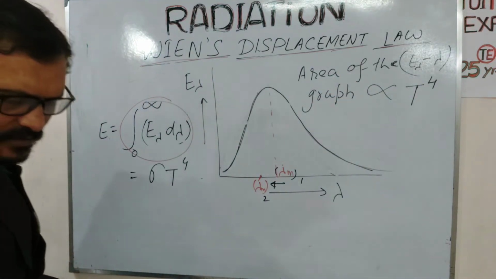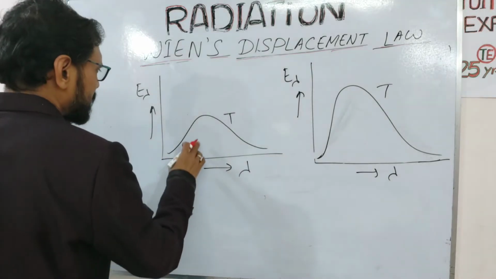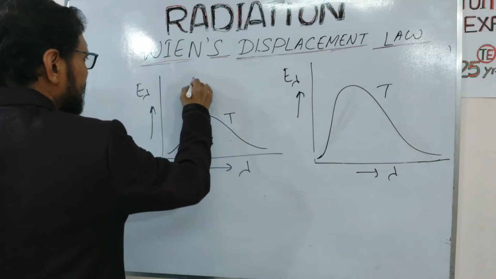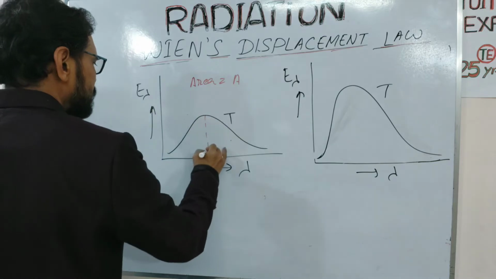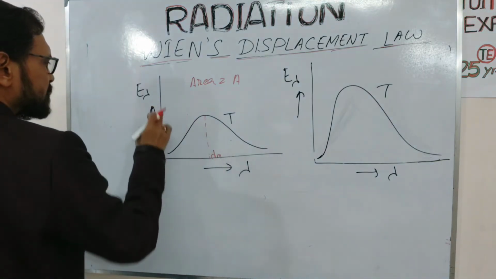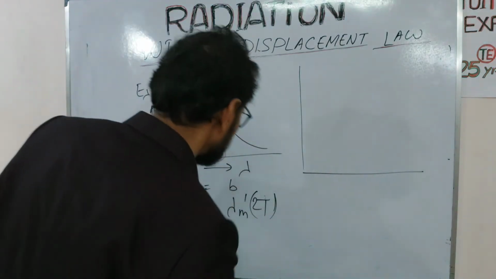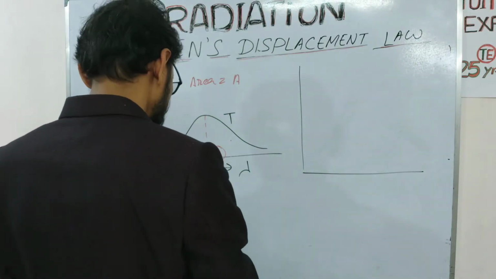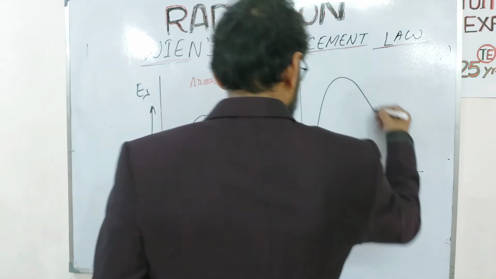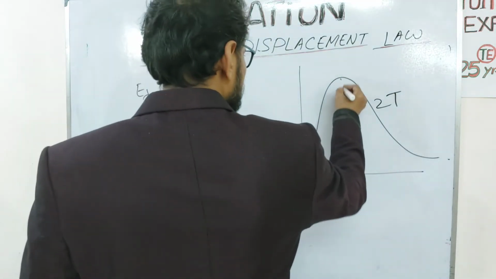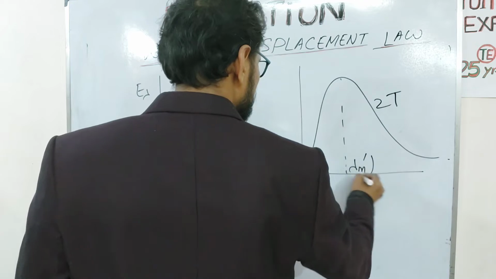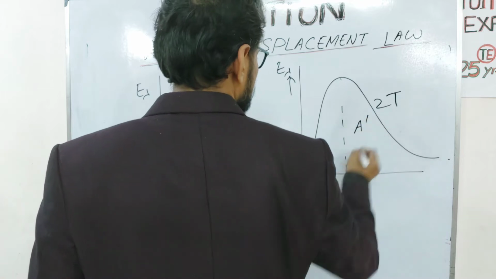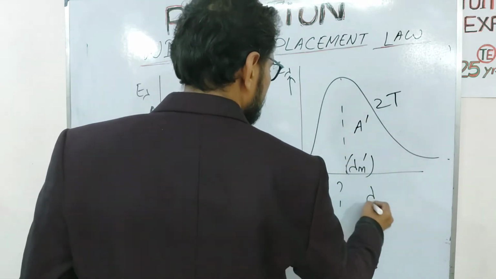Now one question about this: the E lambda versus lambda graph of one body at temperature T is this. The area is equal to A, and the wavelength corresponding to the maximum spectral emissive power is lambda m. Now if the temperature of the body becomes double, then what happens to the wavelength corresponding to the maximum spectral emissive power, and what does the area become? So the question is, A dash equals what, and lambda m dash equals what?